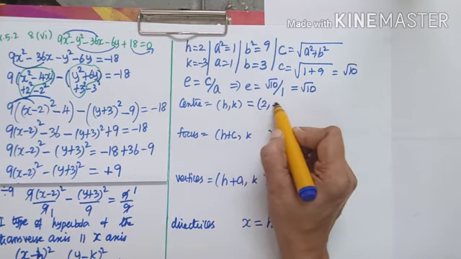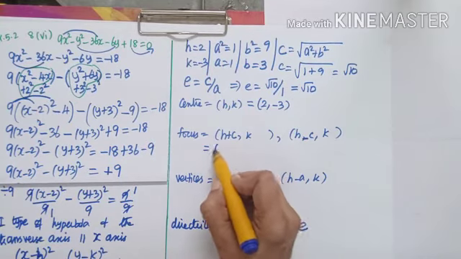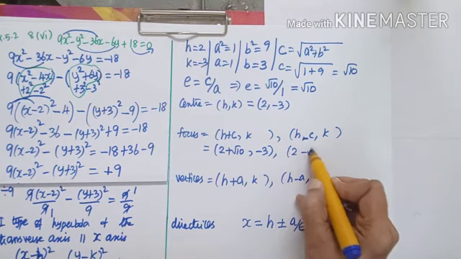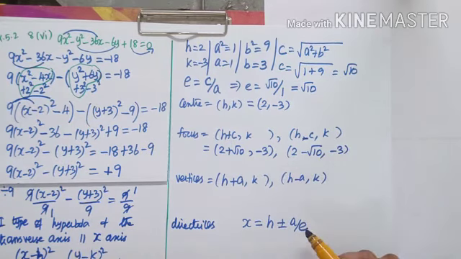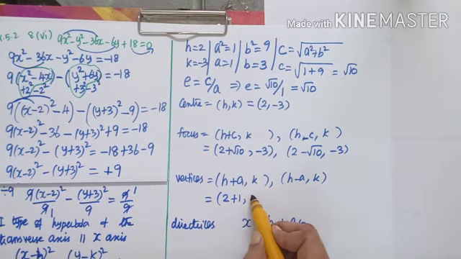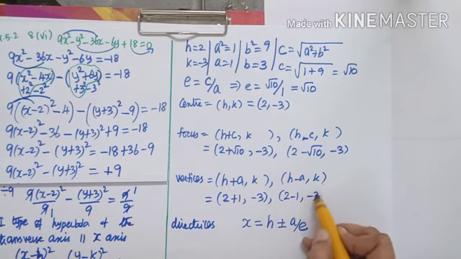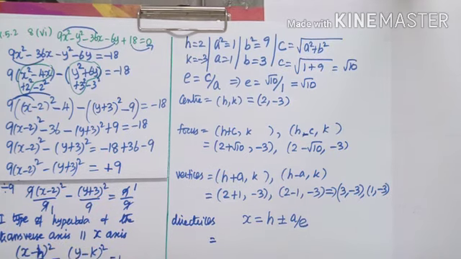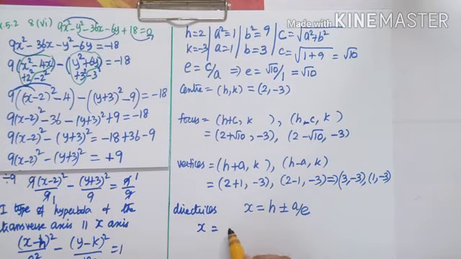Center value 2 comma minus 3. Focus 2 plus root 10 comma minus 3 and 2 minus root 10 comma minus 3. Vertices 2 plus a value is 1. 2 plus 1 comma minus 3, 2 minus 1 comma minus 3. This gives rise to 3 comma minus 3 and 1 comma minus 3. Directrices x is equal to h, that is 2 plus or minus a value is 1 and e value is root 10. So that is the answer.